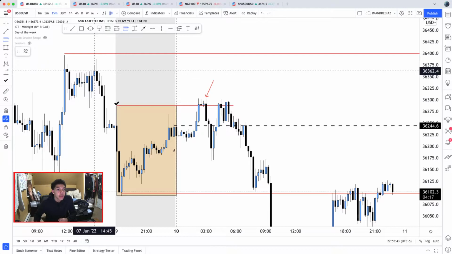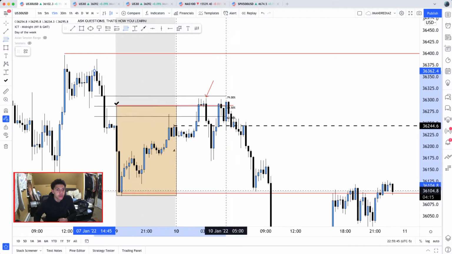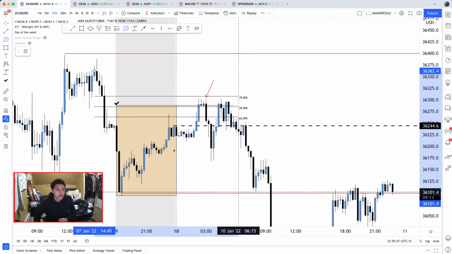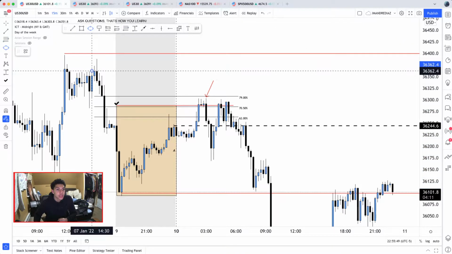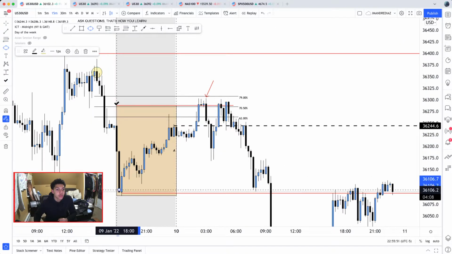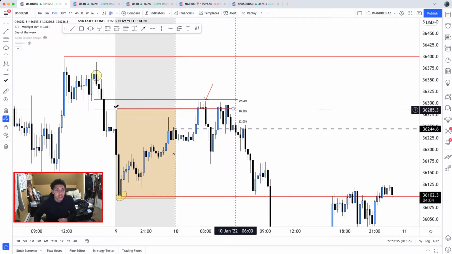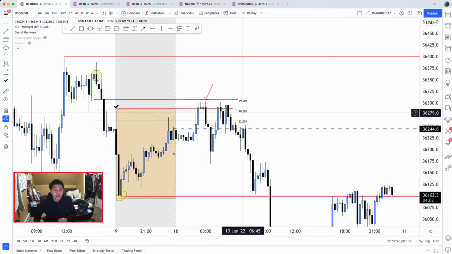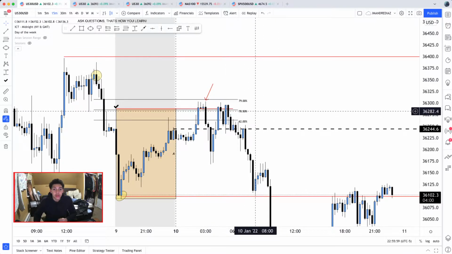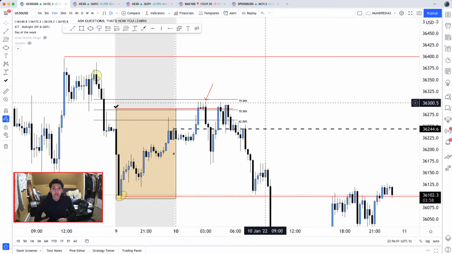Now another thing we can also do is pull our fib from this move, from this high to this low right here. If you don't know where I drew it from, it's from this high to this low down here at the bottom of the Asian session. And you can see that price also retraced into the 70.50% of this fib. Now that's two confirmations that I already had for why I was anticipating that to be the current high of the day when I was trading.